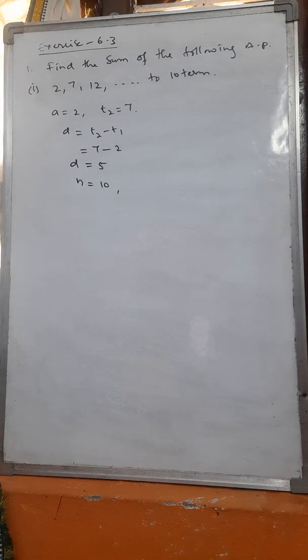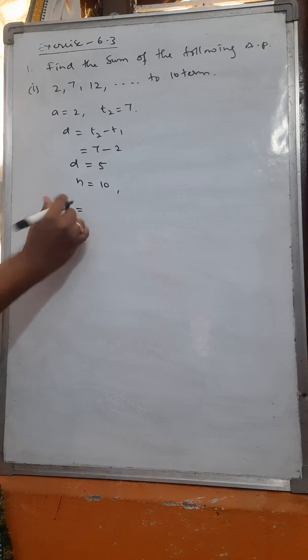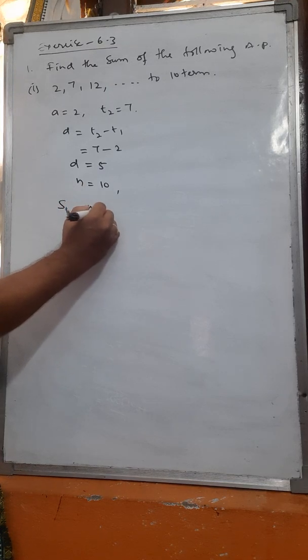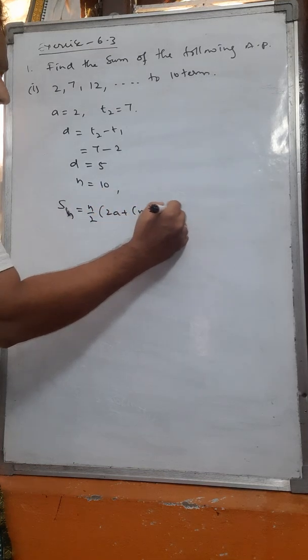We have two formulas. Sn is equal to n by 2 into 2a plus n minus 1 into d. Another one is n by 2 into a plus an, but the last term is not given. We know only that a is equal to 2, d is equal to 5, n is equal to 10. So the sum of the 10 terms, what is the formula? Sn is equal to n by 2 into 2a plus n minus 1 into d.